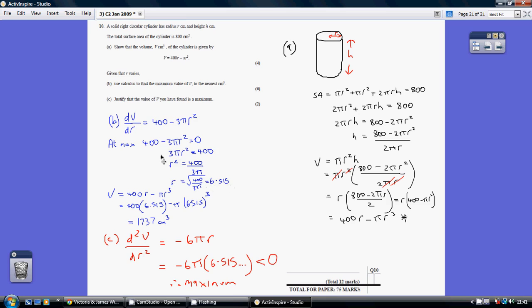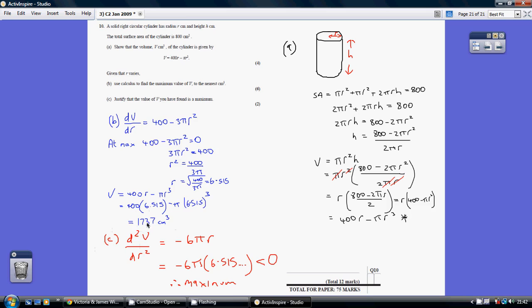Now that's the radius, we want the volume. Well, we know volume equals this. So we've just worked out what the radius is, so we substitute the radius, 6.515, into this to work out the volume, which I've done here, which to the nearest centimetre cubed is 1737.